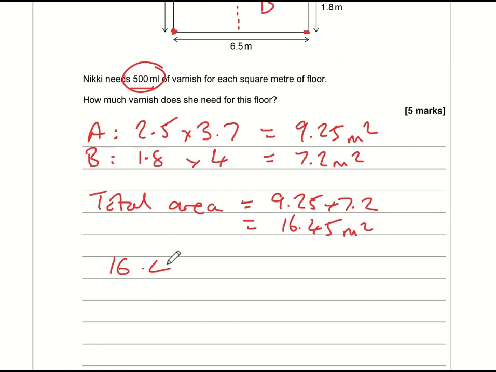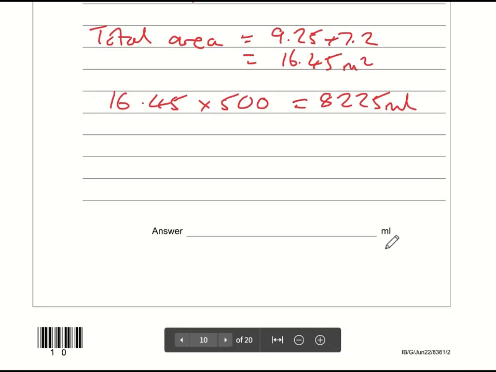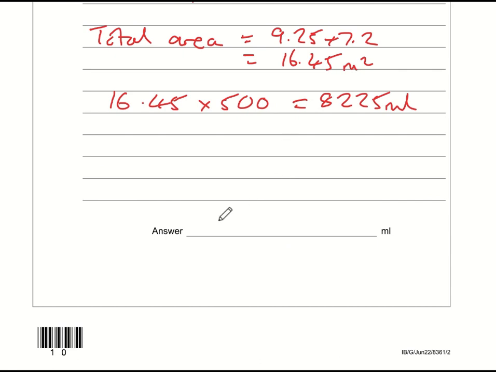Now we need 500 ml of varnish for each square metre, so therefore we just need to multiply 500 by 16.45, and 16.45 multiplied by 500 comes to 8,225 millilitres. Do we need to turn that in? No, we don't need to turn it into litres. That's good news. So the answer is simply 8,225, and we are done.